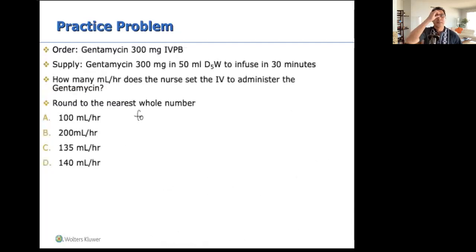Here's another one, gentamicin. Let me tell you guys a secret. When I'm giving you a drug, gentamicin, vancomycin, steroids, ivermectin, whatever the medicine is, it doesn't matter what the medicine is. We're trying to calculate the flow rate for the medication. So don't get bogged down with the name and the terms you see on the question.